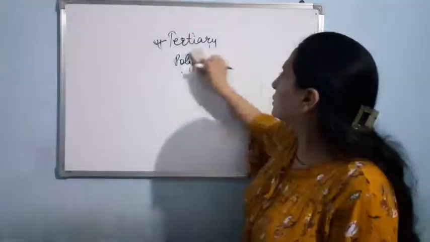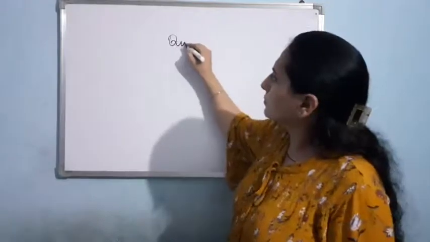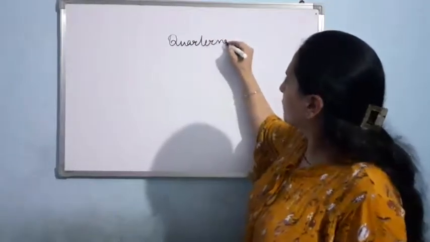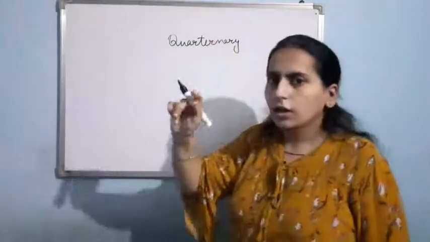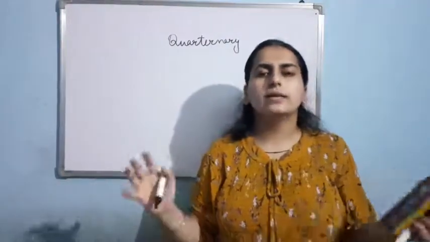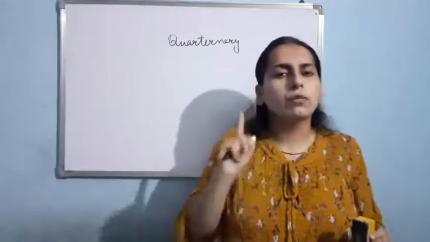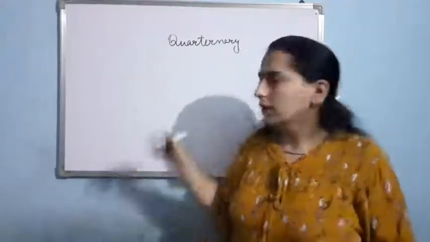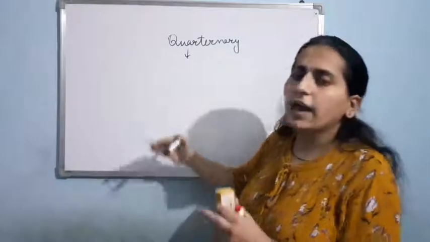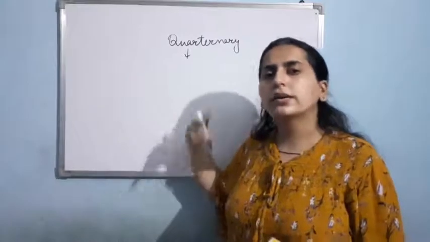Now if I talk about the last structure of the protein, that is quaternary structure. Now here, more than one polypeptide chain is involved and they are rounded over each other. In the tertiary structure, we were having only one polypeptide chain that was rounded. Now in quaternary structure, we are having more than one polypeptide chain that is rounded over one another.